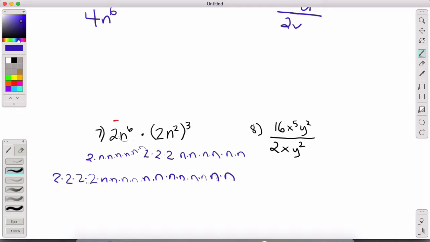So altogether I have 4 2's, 2, 4, 8, 16, and 12 n's.